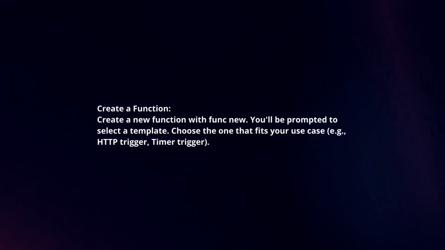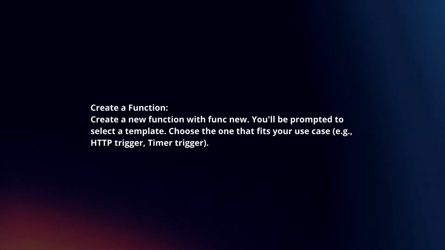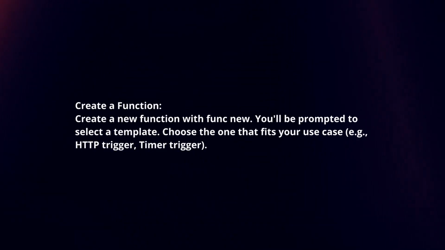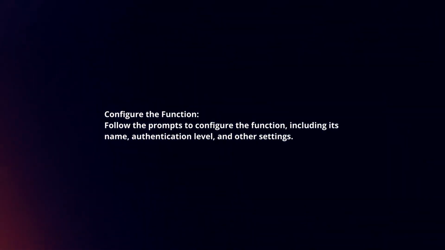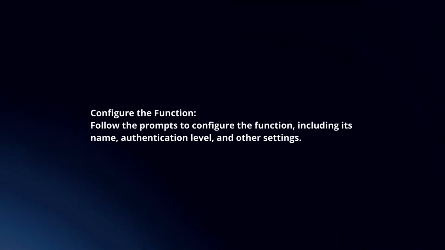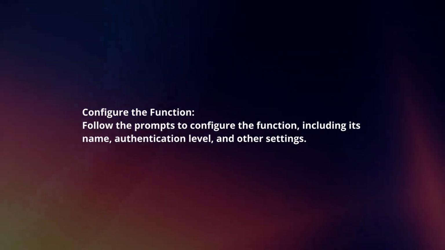Create a function. Create a new function with func new. You'll be prompted to select a template. Choose the one that fits your use case. Configure the function. Follow the prompts to configure the function, including its name, authentication level, and other settings.